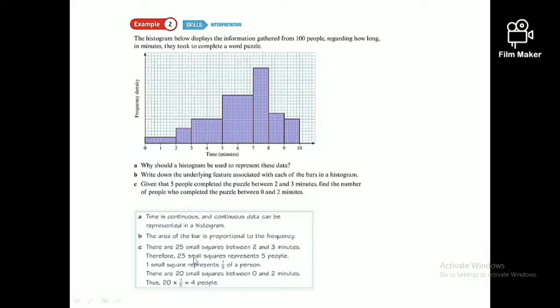How do you get 1 over 5? From the previous case, from this area proportion, we get that. So you can get the answer 20 into 1 over 5. There are 4 people over here. So that means from 0 to 2, there should be 4 people in this category. That is how you need to understand to do this question.